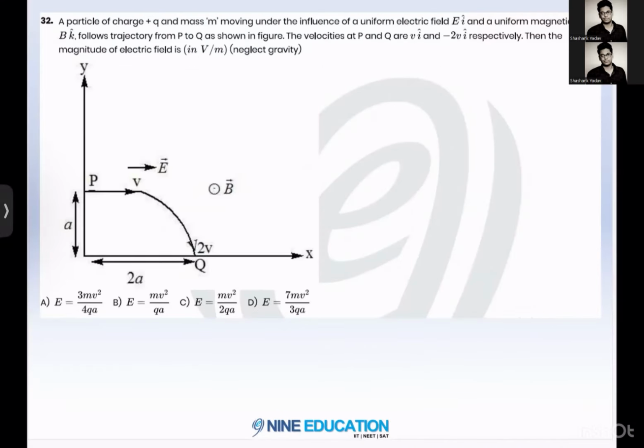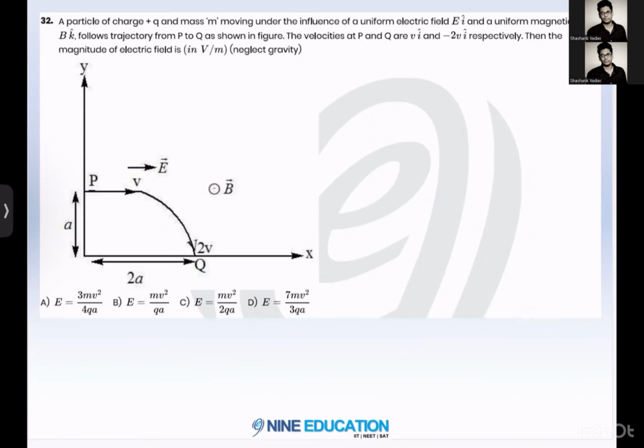Here is the next question. Here it is given that there is a magnetic field into the plane in the z direction and an electric field in the x direction. And a charge is moving initially in this direction, and the velocities at point P and Q are given like this, v i cap and 2v i cap. If you see in the horizontal direction, the electric field is the only force that is moving the body.